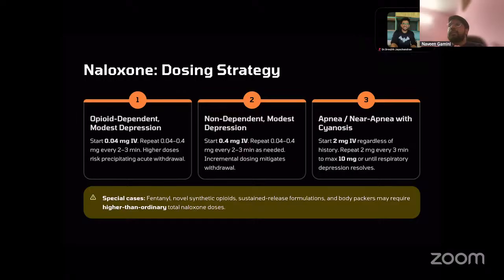Now let us come to the third situation, where we have a patient who is in apnea, or the patient is in near apnea with cyanosis. Here, a very high dose of 2 mg IV is given, irrespective of whether the patient is opioid dependent or non-dependent.